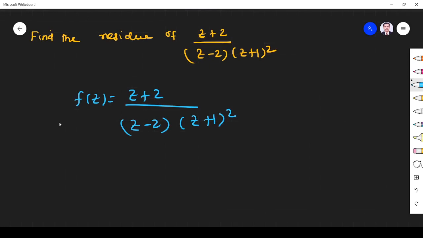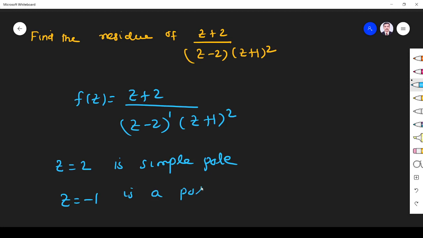So for what value of z in the denominator does the function become infinity? z is equal to 2. If you substitute z is equal to 2, the function becomes infinity because 1 by 0. So z is equal to 2 is a pole of order 1, or simple pole. Then what is the other pole? z is equal to minus 1. When you substitute z is equal to minus 1, the denominator will become 0, so the function becomes infinity. So z equal to minus 1 is a pole of order 2. That means we have two poles at z is equal to minus 1.